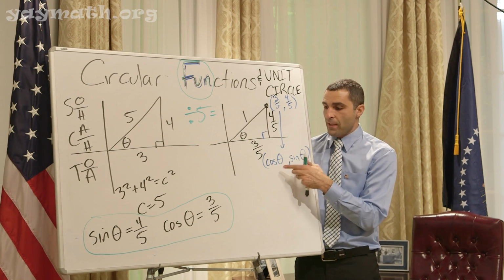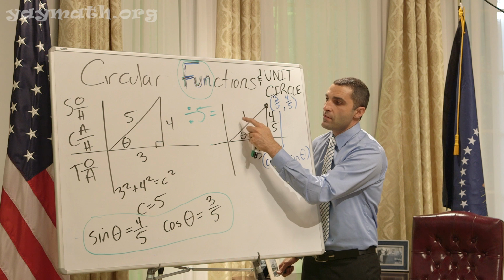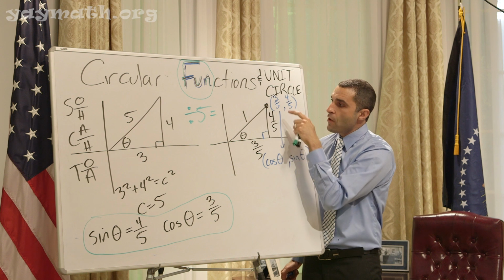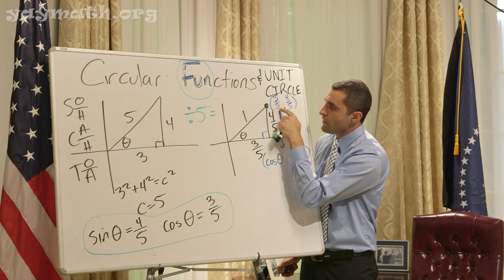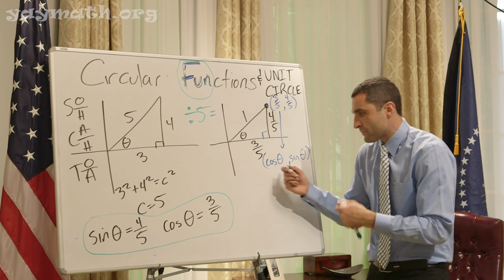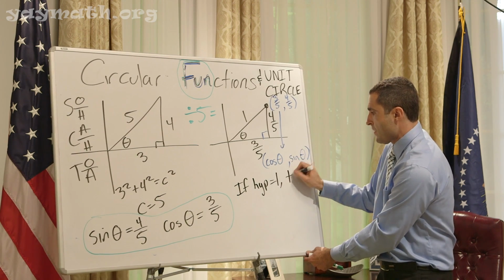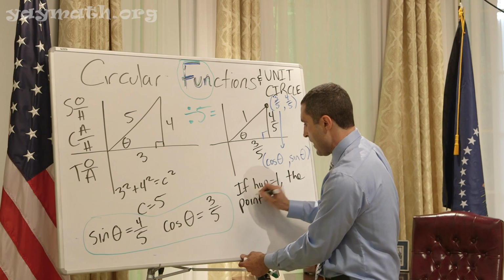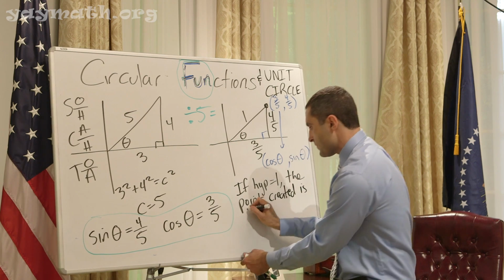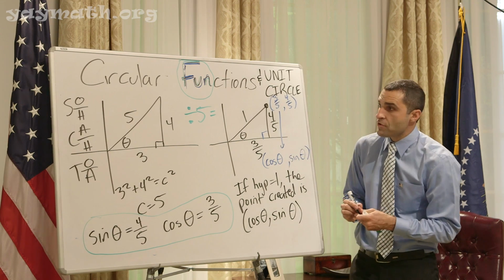Okay. Now, I'm going to spell it out for you very, very deliberately, very clearly. If the hypotenuse is 1, if the hypotenuse is ever 1, this point is always cosine of this angle, comma, sine of this angle. Again, write it down. If hypotenuse equals 1, the point created, we'll do this again and again, and then we'll finish, the point created is cosine of the angle, sine of the angle. Yes. All right, let's try with a different triangle, okay?